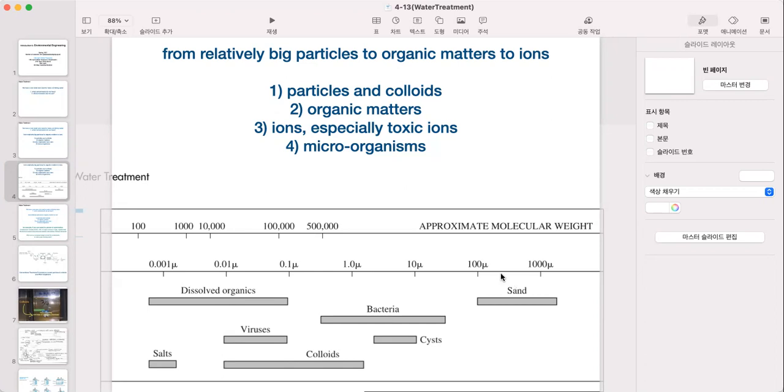Okay, so we've been through this one. So there is only one left before drinking. What is it? Only one left before drinking, only one. So we can remove particles. We can remove bacteria. We can remove colloid during the process. We can remove organic matter. We can remove the salt.